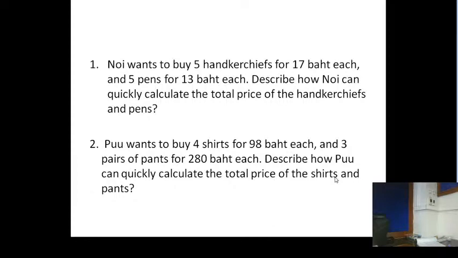What is the question? Noe wants to buy 5 handkerchiefs for 17 baht each and 5 pens for 13 baht each. Describe how Noe can quickly calculate the price of the handkerchiefs and pens. Easy. Okay, it is just adding: 5 times 17 and then plus 5 times 13 gives the answer.